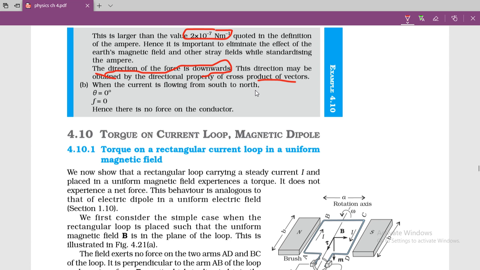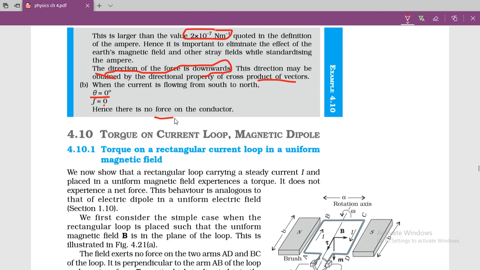Now the second case, when the current is flowing from south to north, it means the wire is placed in the same direction of the magnetic field, and in that case theta is 0 degree. It means they are parallel to each other. It means field and the current are parallel to each other. In that case theta is 0, and if theta is 0 then sin theta will be 0, and in the formula F by L is equal to IB sin theta, the complete force is 0. Hence there is no force on the conductor.